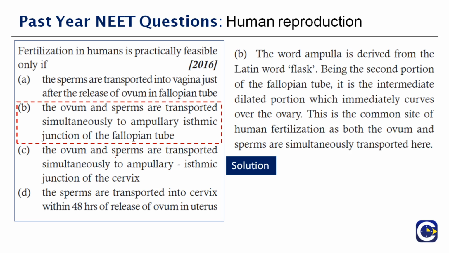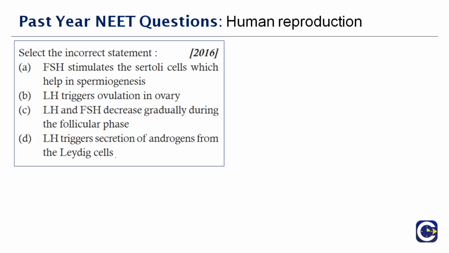Next question here. Select the incorrect statement. Again, you have to analyze the statements here. FSH, as we all know, stands for follicle stimulating hormone. What does LH stand for? Luteinizing hormone. So let's analyze now. The first statement, FSH stimulates the steroid cells which help in spermiogenesis. Wrong. LH triggers the ovulation in ovary. Wrong. LH and FSH decrease gradually during the follicular phase. That is said to be the incorrect statement.